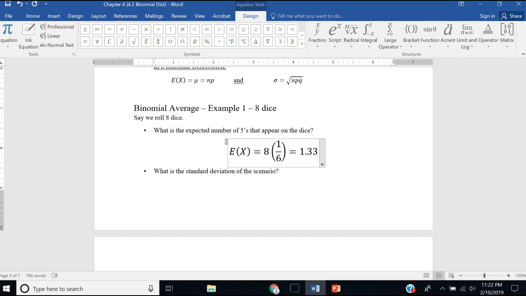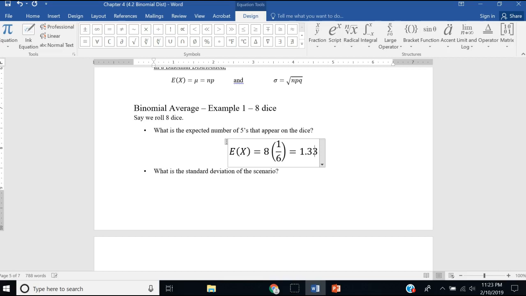Now, remember what expected value meant? It doesn't mean we'll ever land on 1.33 fives, right? That would not make sense at all. You either land on 1 or 2 or 3 or 4, but you never land on 1.33. What that expected value means is that if you rolled 8 dice and I rolled 8 dice, and we had 500 friends roll 8 dice apiece, and we averaged them all up, it would average to about 1.33. Some people will get 0, some 1, some 2, some might get 3, but it all would average out in the end to about 1.33.